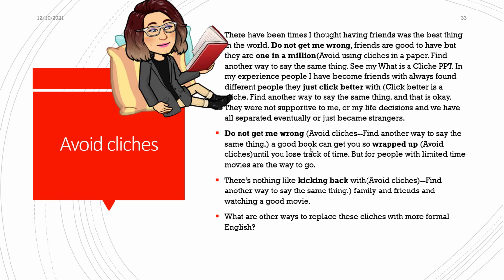So a couple of examples of cliches is, "Do not get me wrong, friends are good to have, but they are one in a million." And so instead of using "do not get me wrong," forget it. You would just say friends are good to have because they are very precious. And so find a way to say it in formal English, or just explain what you mean in plain English, minus the cliches. And then you're going to find that when you're more specific in your paper, then you will have a much better sounding professional paper.